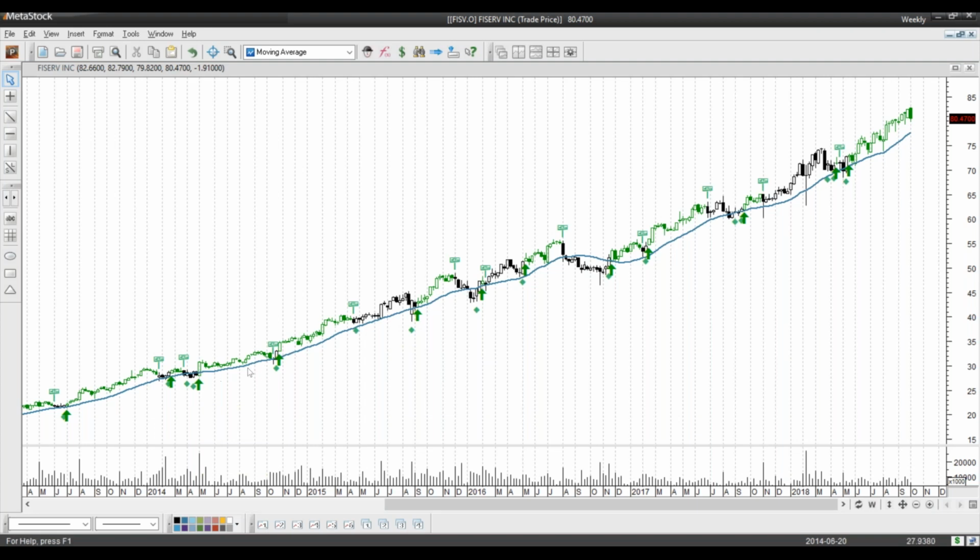Well, the reason being is we want to get out of there as soon as there's a hint that it's going to go against us, right? We don't want to give up our profits. We don't want to turn a big winner into a big loser. The main thing that we're concerned about here is risk, okay? So we want to control risk as much as possible.